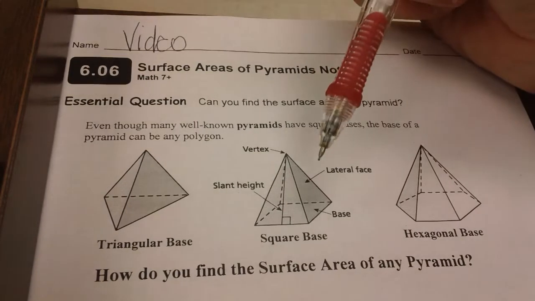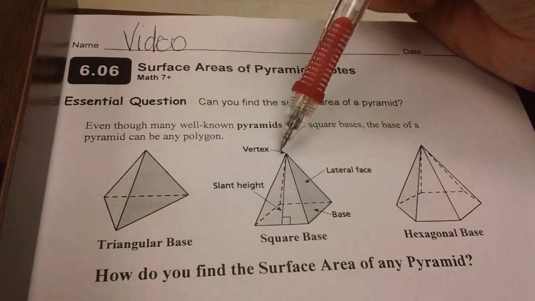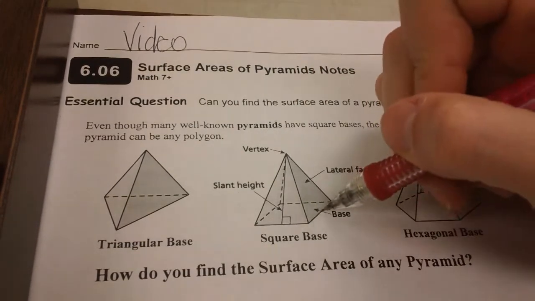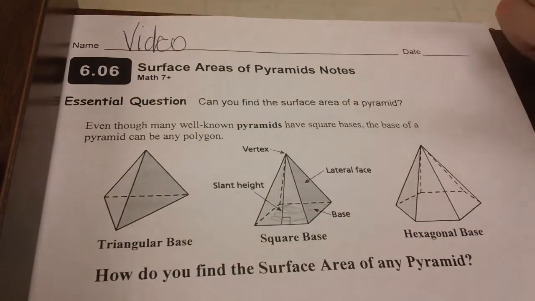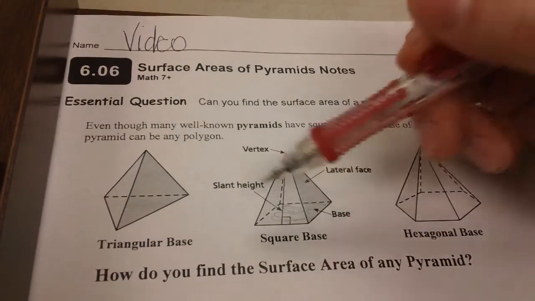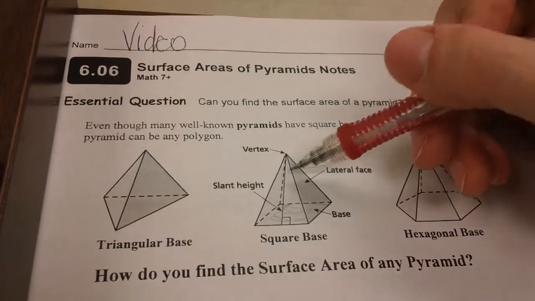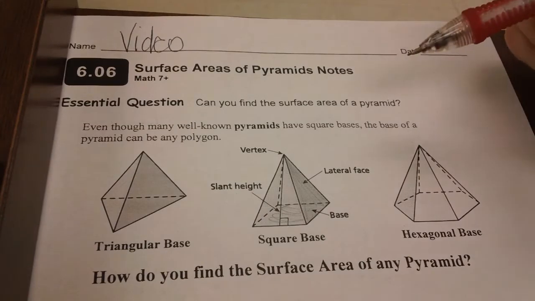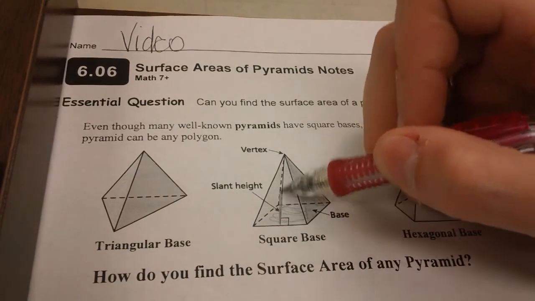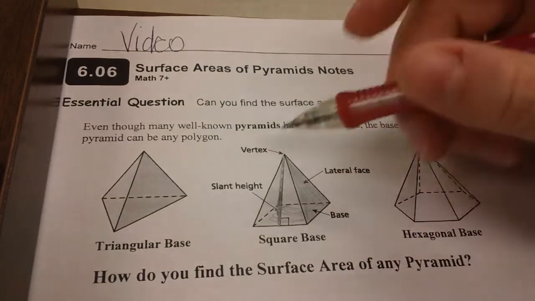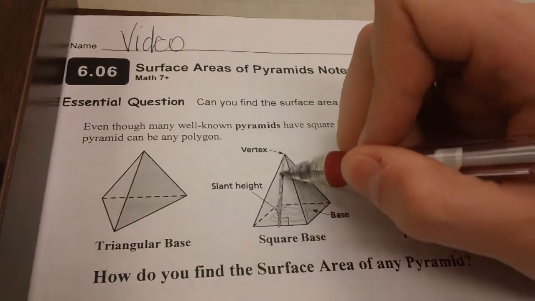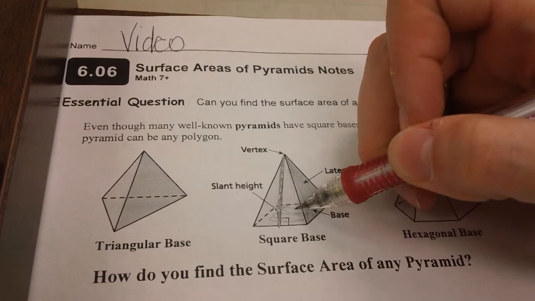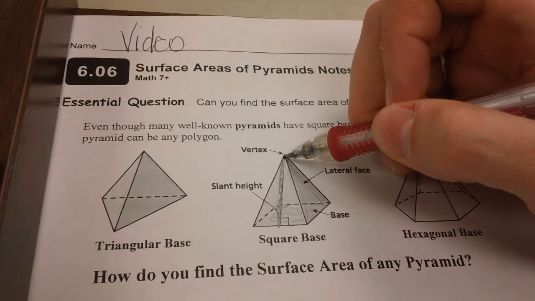So let's take a look at some of the vocabulary that goes along with talking about pyramids. The base is obviously what it sits on. The 3 or 4 or 6 triangles that make up the sides are called the lateral faces. And each lateral face has a slant height. It's called the slant height because it's the height of the triangle that's on the slant. The actual height drops down into the center and goes from the middle of the base to the tippy top, or the vertex.